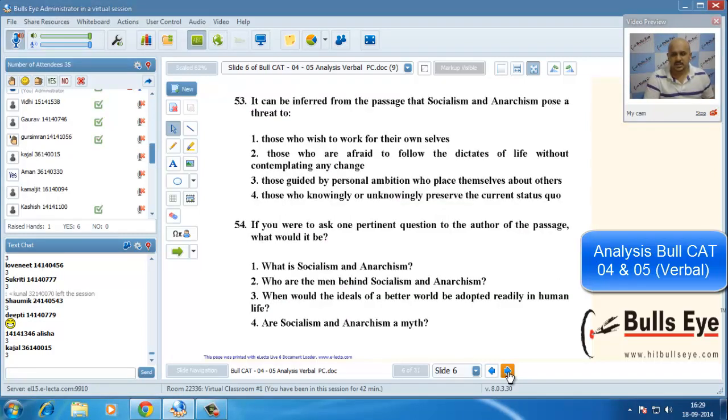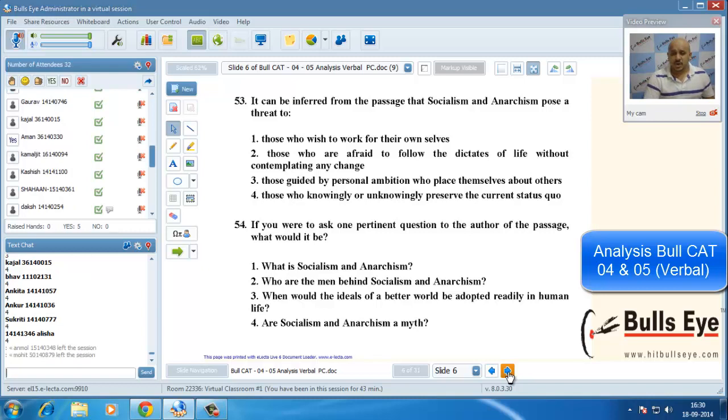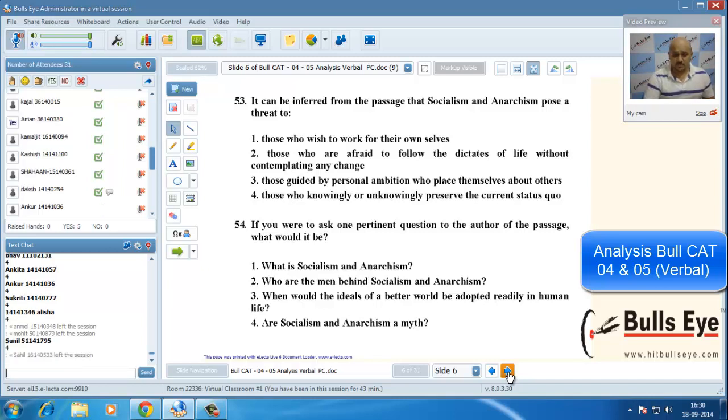Question number 53, guys. Answer for 53. Now this question is based on that line that we spent a lot of time on. Those who consciously or unconsciously, that line which talked about a few people battening the existing systems consciously or unconsciously, those lines are paraphrased here in terms of option number 4, which states those who knowingly or unknowingly preserve the current status quo. So option number 4 does that.